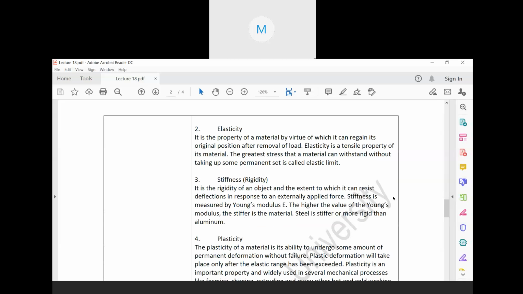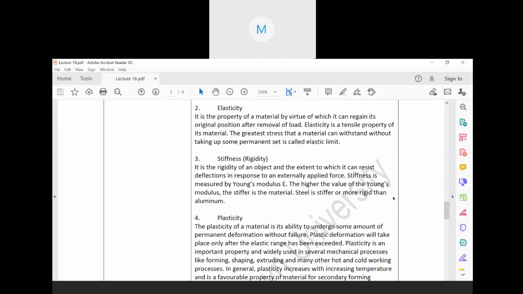Now let us come to elasticity. You all know elasticity, I discussed it. Elasticity means you pull a rubber band sort of thing, and if you pull it, it will come back to its original state. Right? That is known as elastic. In the last class I explained why steel is more elastic than plastic. Then you go to stiffness or rigidity.